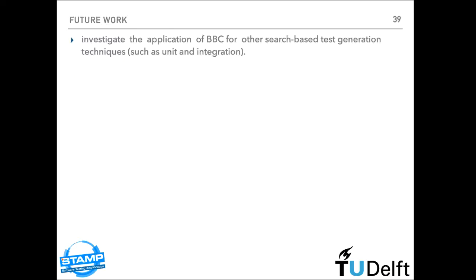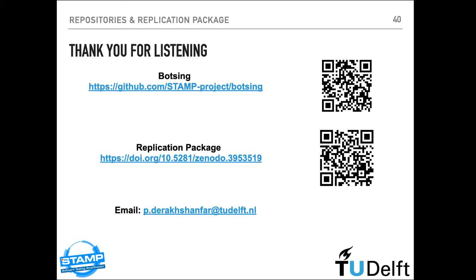In this study, we observed that BBC helped approach level and branch distance. Hence, in our future works, we want to assess the impact of this secondary objective on other search-based test generation techniques which are using approach level and branch distance as well. Techniques such as search-based unit testing or integration testing. The implementation of all of the crash reproduction approaches we use in this study is available in the Botsing repository. Also, the replication package of this study is openly available in Zenodo.